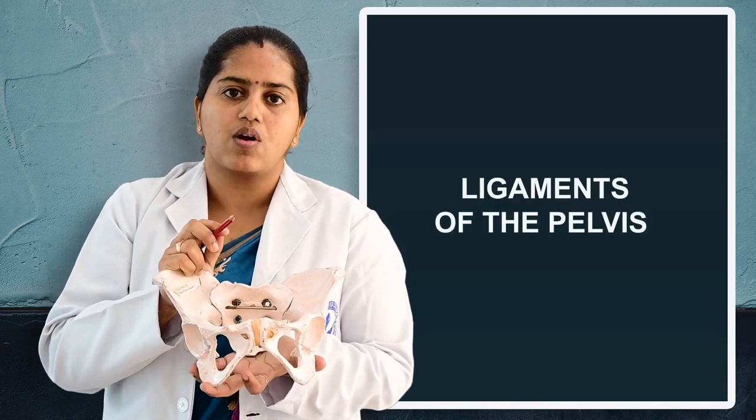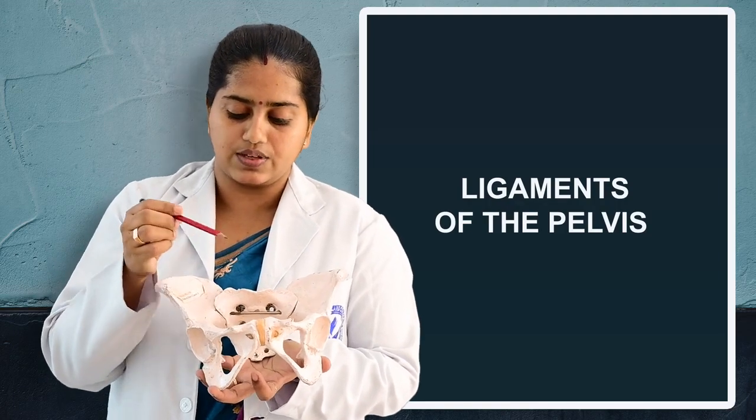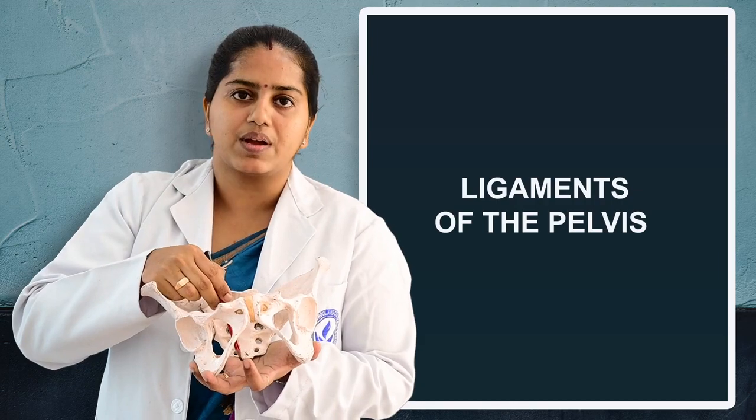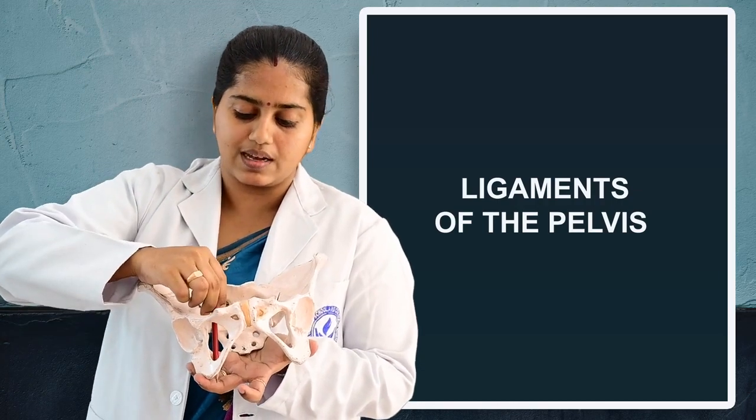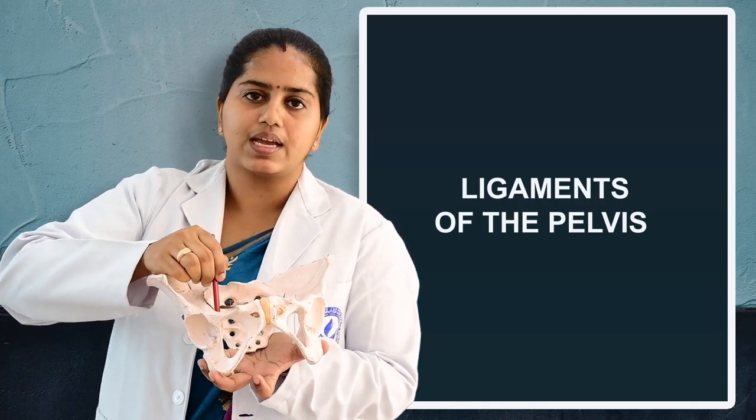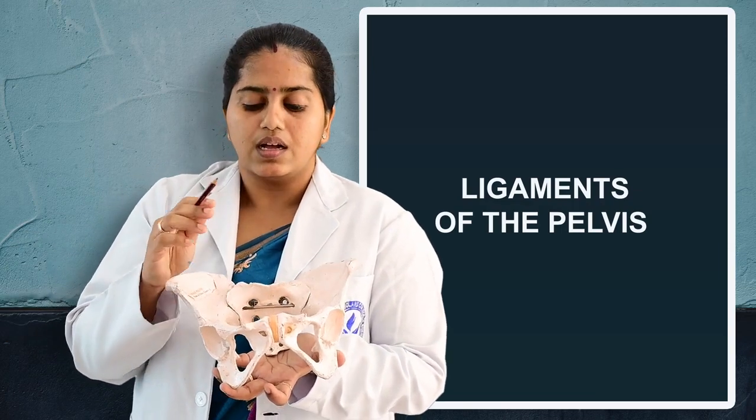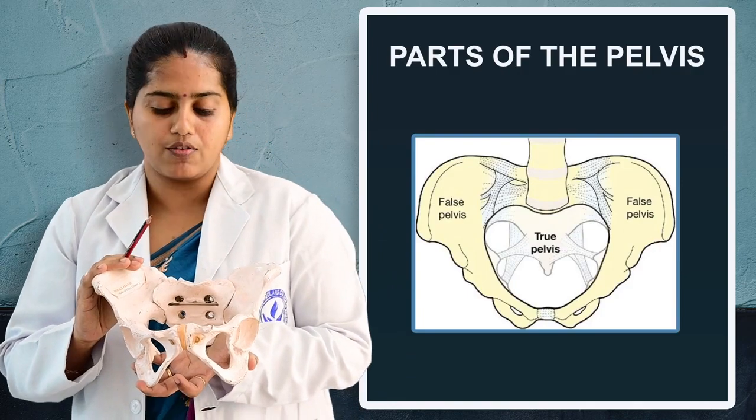Then next we will see what the ligaments are. The ligaments are the sacroiliac ligament, sacrococcygeal ligament, sacrotuberous ligament, and sacrospinous ligament. The next one is the interpubic ligaments. Next we will see what the parts of the pelvis are.